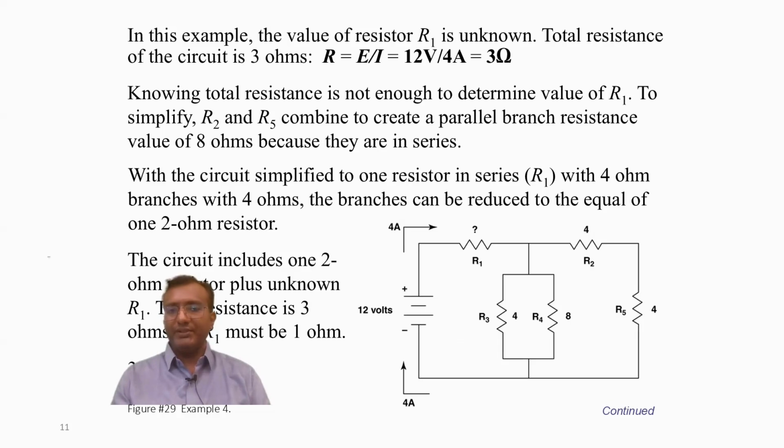We have to find out this 12 divided by 4 gives around 3 ohm, which is the equivalent resistance. And by using the method as I explained now, you can get the value of R1. I hope you have understood these concepts of series and parallel combinations. If you have any doubts, you can drop me a mail.